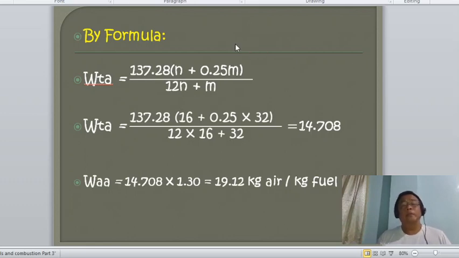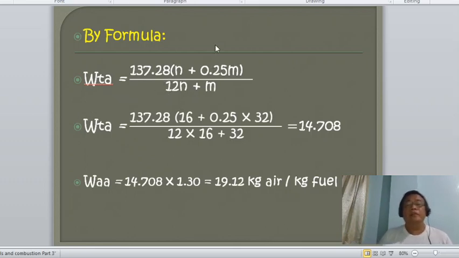137.28 multiplied by the number of moles of carbon plus 0.25 of the number of moles of hydrogen, over 12n plus m. Take note class that the numerator here is the air and the denominator is the fuel. Substituting all the values, the theoretical air required is 137.28 times the number of moles of carbon, which is 16, plus 0.25 multiplied by the number of moles of hydrogen, which is 32, divided by 12 multiplied by 16 plus 32.